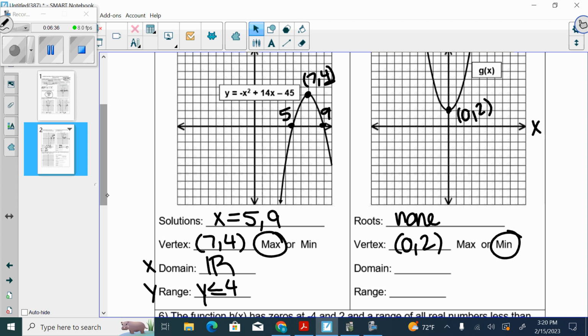Okay, domain. Looking at my graph, it's got arrows at the top. Is it ever going to stop going left or right? So what do I put for domain? Okay, for my range, is it ever going to stop going up? No. But does it go down forever? No. What's the lowest that it went? 2. Okay. So y blank 2. Greater than or equal to, because it's going to go up from 2, right? Good job. All right, we got one more.